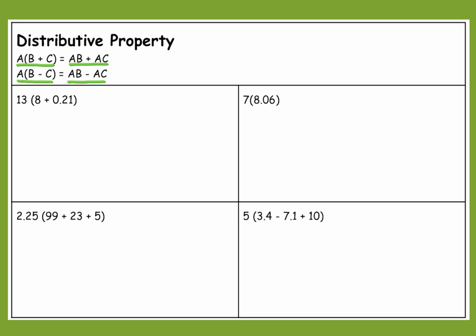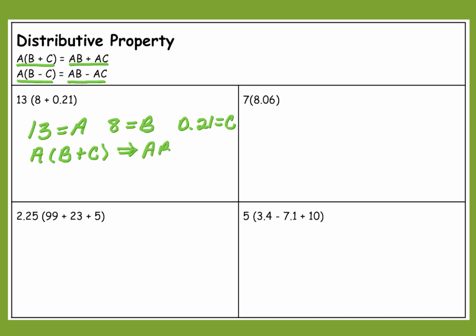Let's line up the first problem to the template of sharing the sum of two numbers and define each component of the problem. 13 will be A, 8 will be B, and 21/100 will represent our C. We have A times the sum of B and C, and we can share our factor of A to give us A times B plus A times C.